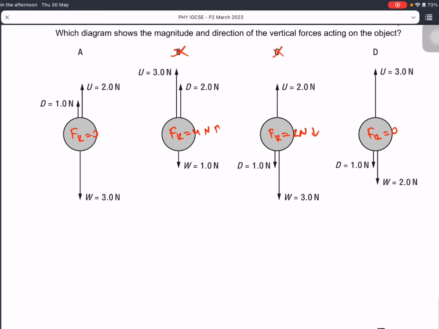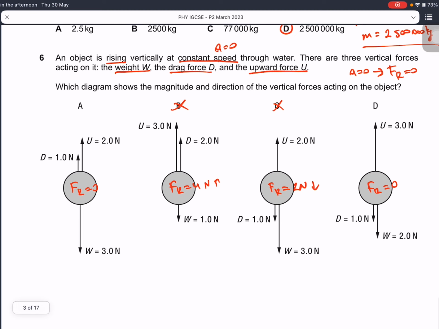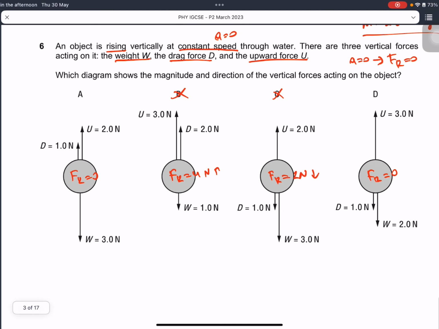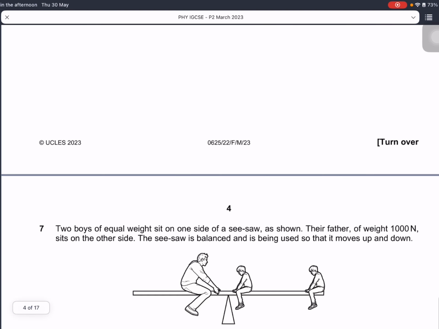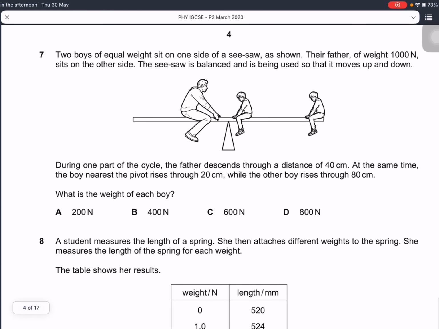Then what? We'll go with the definition of the forces now. Weight will always act down. This is correct. Drag force always acts against the motion. Against the motion here. So it's going up, so drag force has to be down. This is up, which is wrong. So our answer is D. Drag is down, and upthrust is always upward on the object. That's correct. So D is correct.